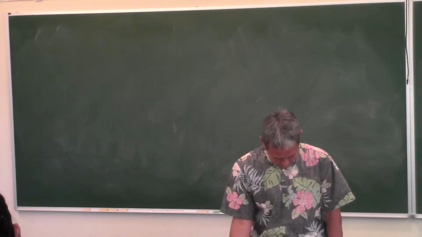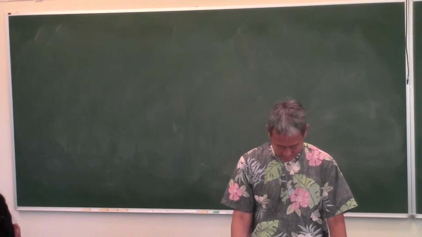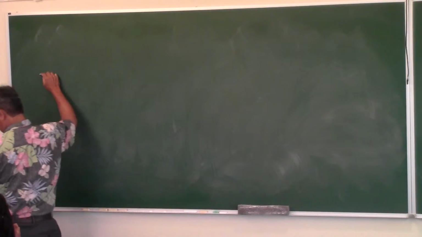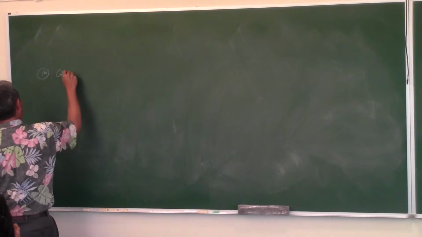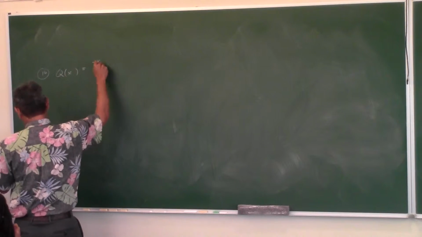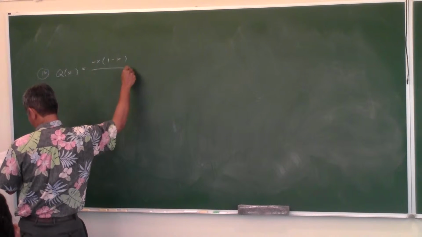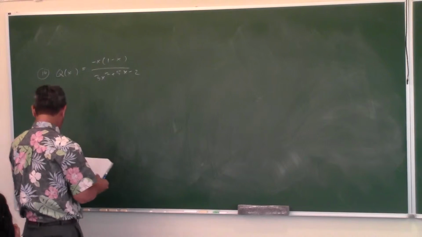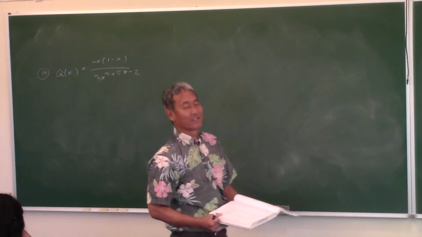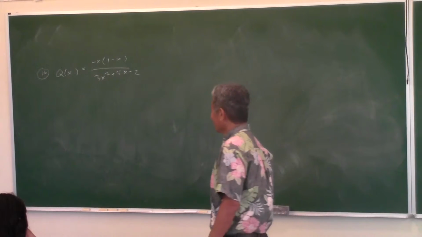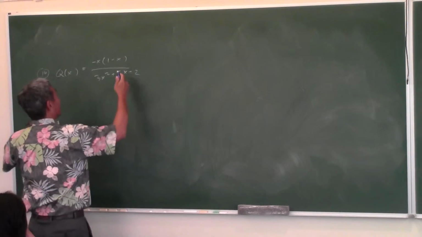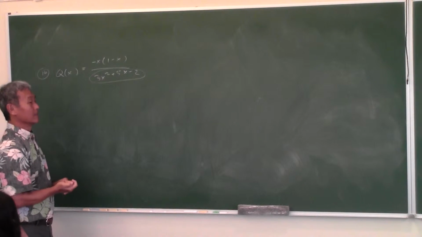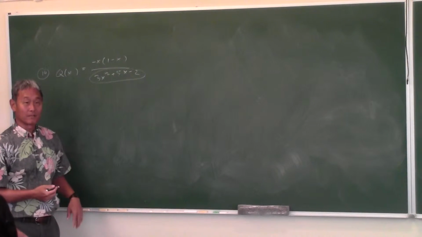15, 17. So why don't I do number 16 then, since you have to do 15 and 17. So here's number 16. Q of x equals -x over 1 minus x, all over 3x squared plus 5x minus 2. Now the directions are, find the domain. How do you find the domain? Well, if you have a fraction, you just have to make sure the denominator cannot be 0. So you just got to figure out when the denominator is 0.